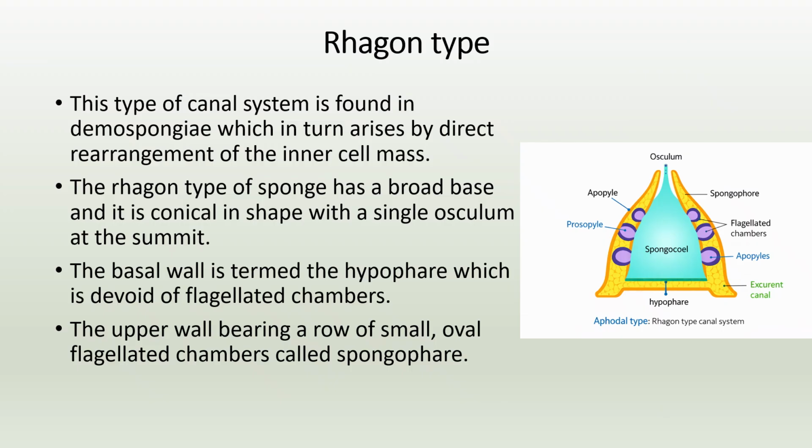Moving on to the rhagon type. This is a type of canal system which is found in the Demospongiae. So this in turn arises by the direct rearrangement of the inner cell mass. This rhagon type of sponge has a broad base and it is conical in shape with a single osculum at the tip or the summit. The basal wall is termed the hyposphere, which is devoid of any flagellated chambers, and the upper wall bearing a row of small oval flagellated chambers is called the spongosphere.